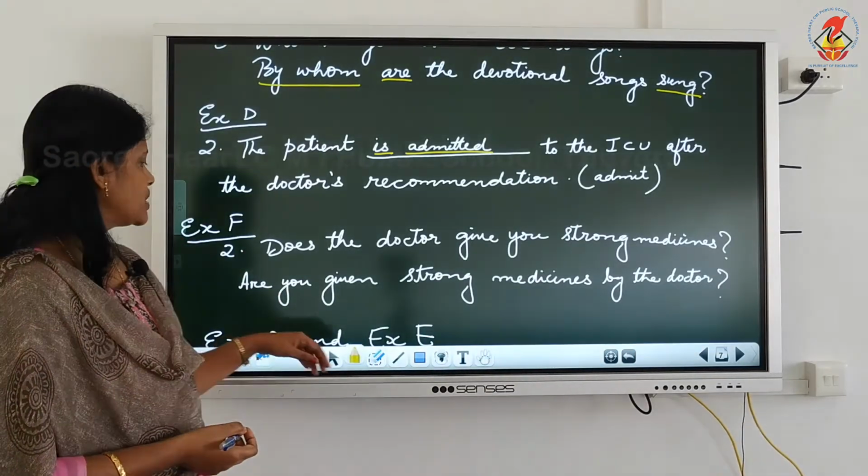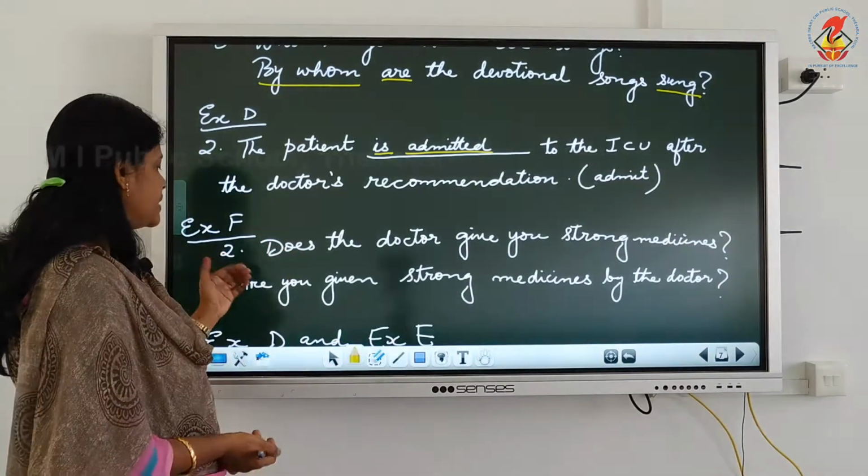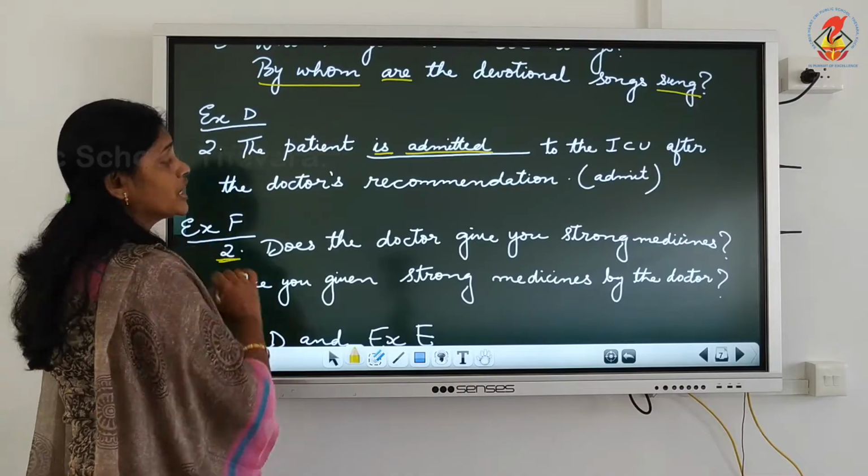Now, when you come to the next exercise, the F exercise, there is a second example, the second one. It is an interrogative form.